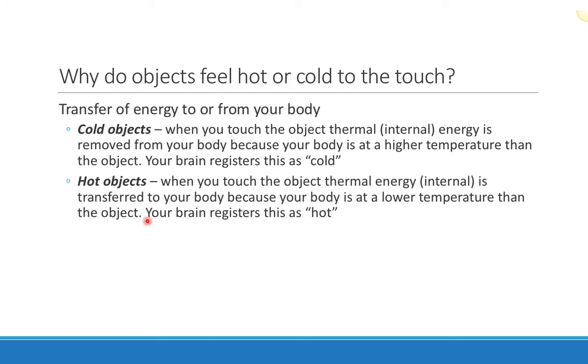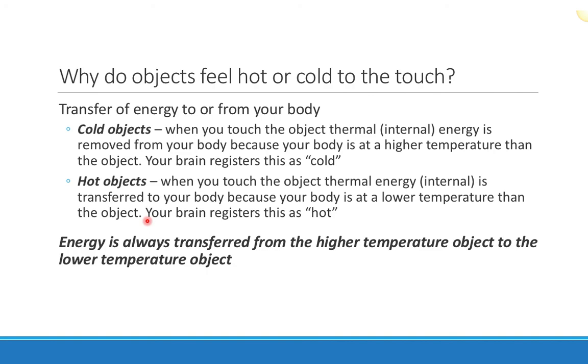The reverse is true if you have a hot object. When you touch an object that's hot, thermal energy or internal energy is transferred to your body because your body's at a lower temperature than the object, and the brain registers this as hot. So maybe I left a spoon in the soup or something like that, and I go over and grab the end of the spoon. That spoon feels hot on the stove, and it feels hot because the spoon is at a higher temperature, and so it's transferring some of its thermal energy to my hand, and my brain says, ah, you're getting energy in your hand, that object must be hot.